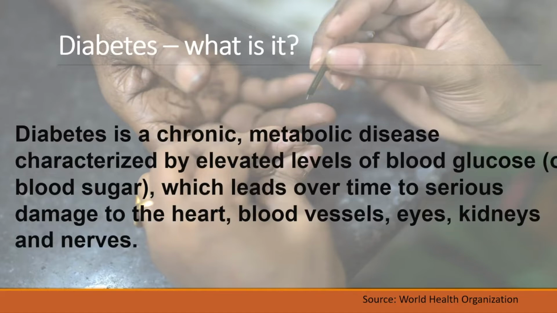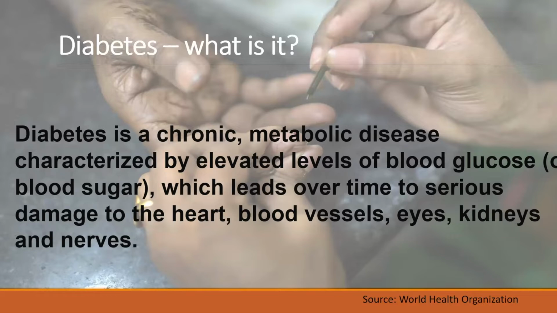It's a chronic, typically lifelong, metabolic disease characterized by elevated levels of blood glucose, or more commonly called blood sugar. And it's worth reflecting on that term metabolic. What is meant by that in this context? It really means that diabetes is a disease that affects the way we derive energy from the food we eat, particularly from carbohydrates.